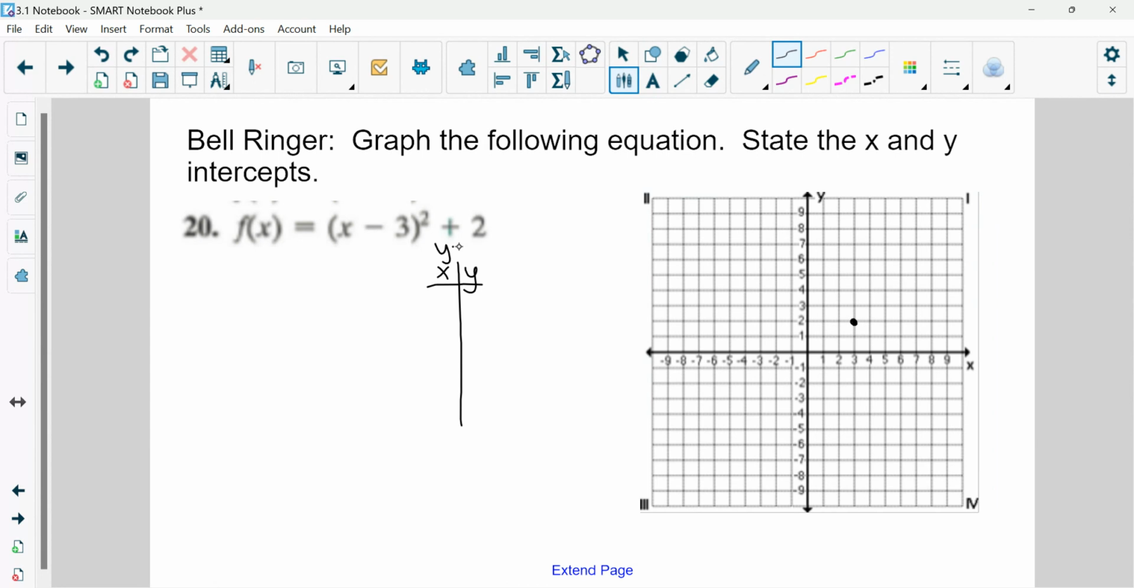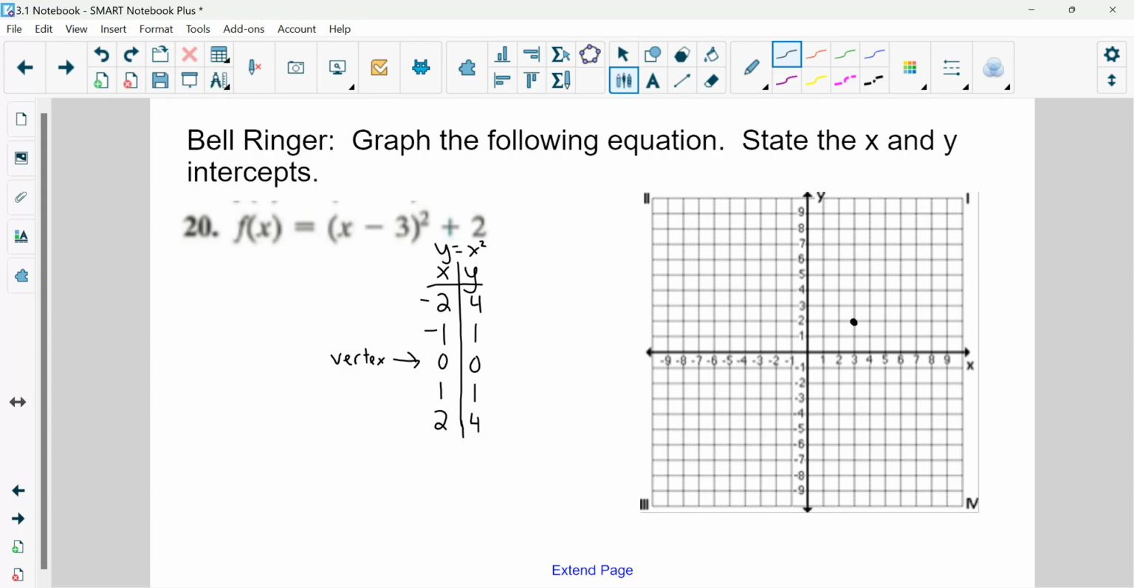So remember, our parent graph table is just y equals x squared. So if I square every number from -2 to 2, it'll give us our movements from the new vertex. So -2 squared, remember, is 4. -1 squared is 1. 0 squared is 0. 1 squared is 1. 2 squared is 4.